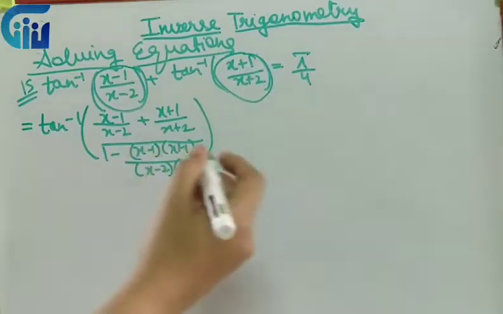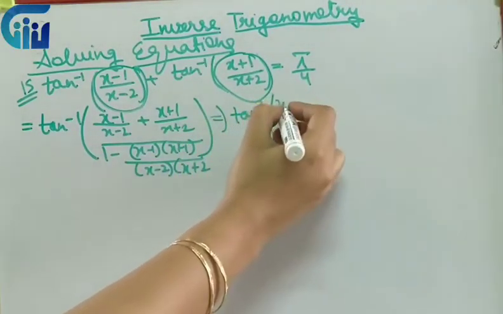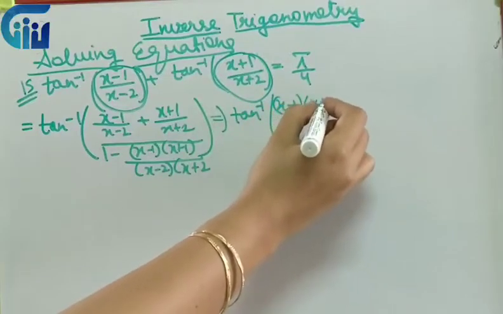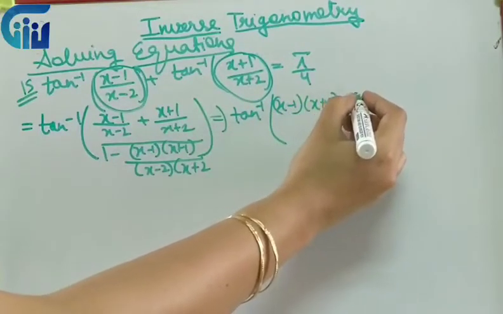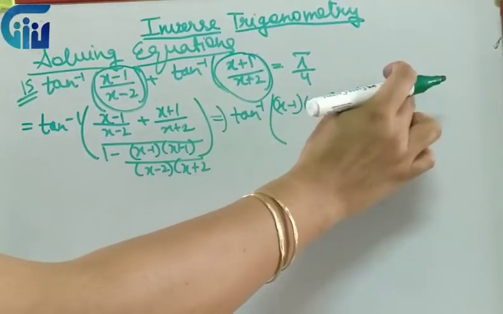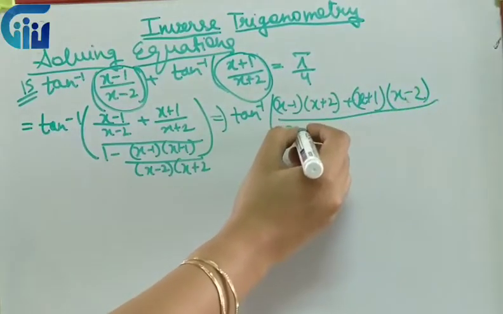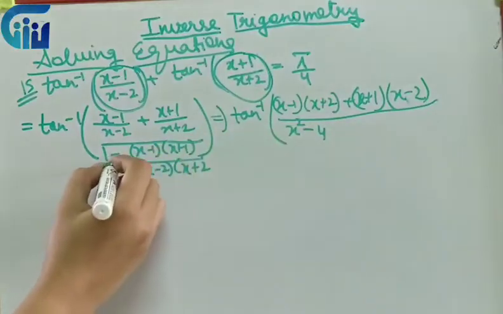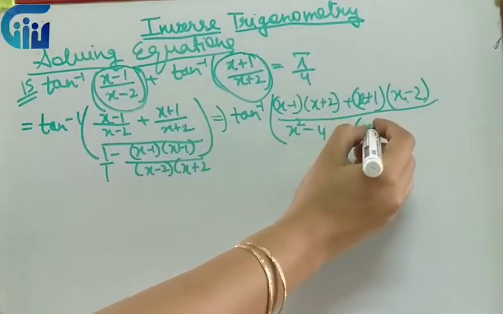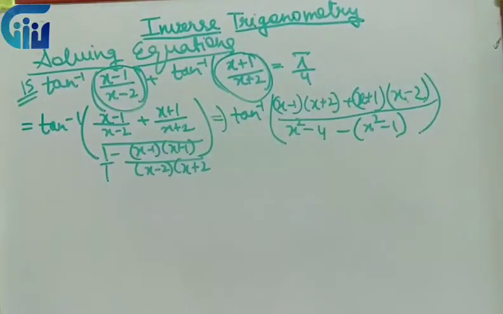Now we will quickly solve it. Let's see what we get. It is tan inverse. If I take the LCM, it is (x minus 1)(x plus 2) plus (x plus 1)(x minus 2) in the numerator, and in the denominator, x square minus 4 minus (x square minus 1). Then the denominators will get cancelled, so I have only written the numerator part after taking the LCM.